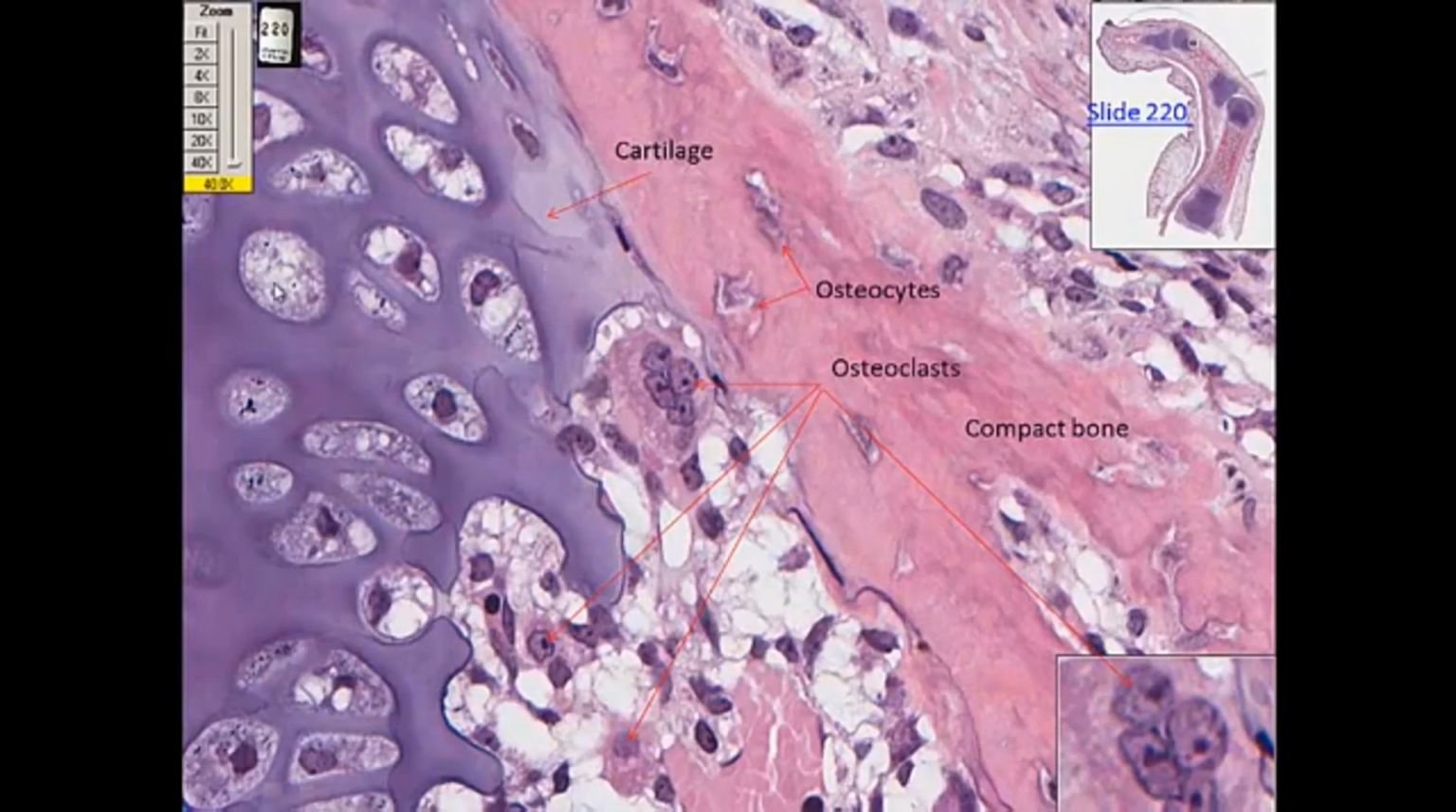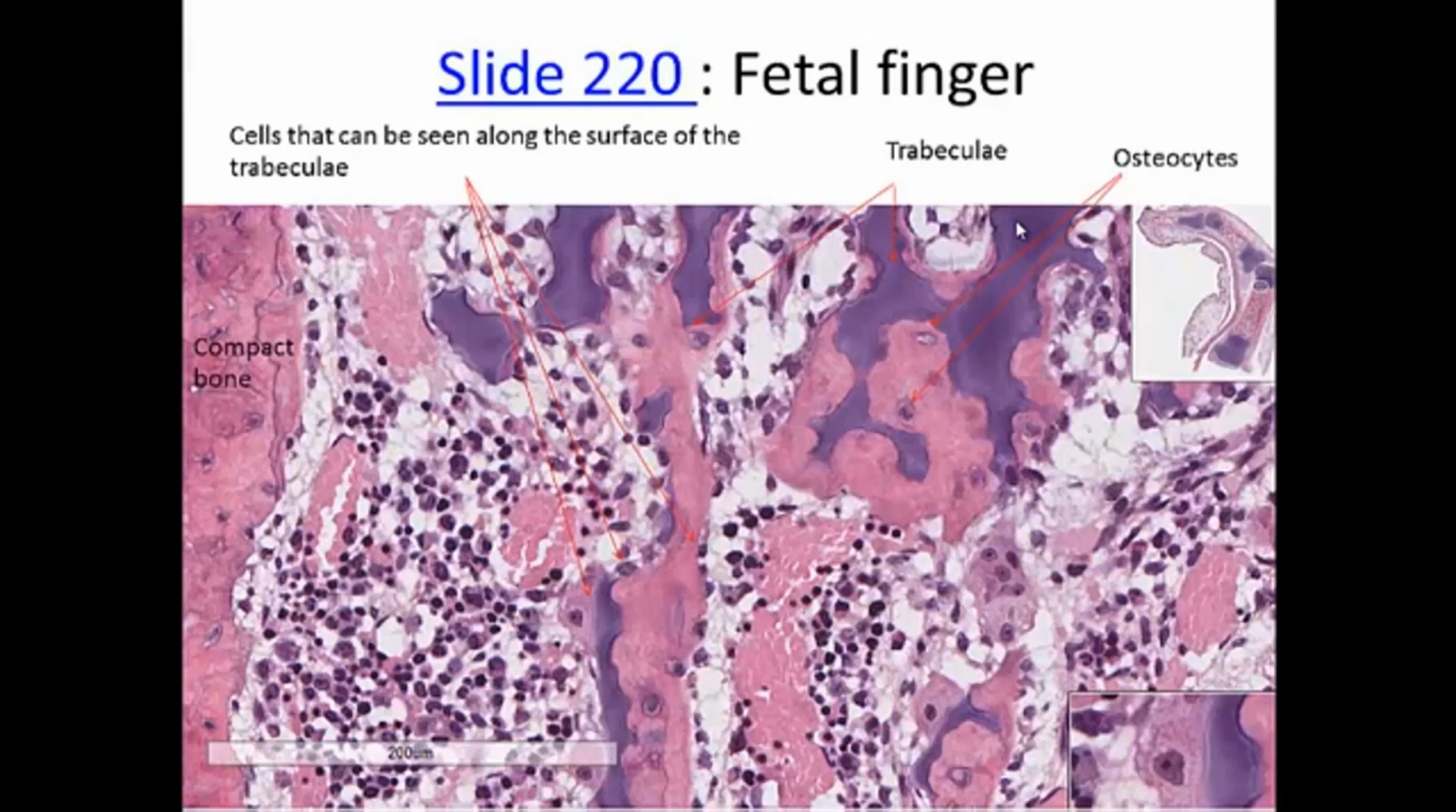So here we see cartilage. All this is cartilage in through here. These are chondrocytes. These are the osteoclasts. You can see one there, you can only see one nucleus there. And these cells trapped in the lacunae are the osteocytes. And this is compact bone. And this would be the periosteum that we see. A similar thing there.